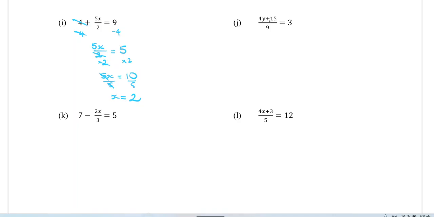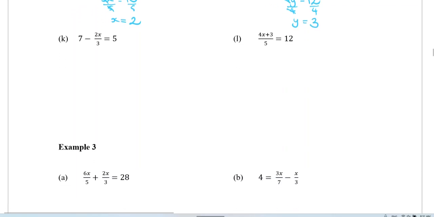For j, we have one big fraction, which means the 9 is going to need to go first. We times by 9. That gives 4y plus 15 equals 27. Then we're going to get rid of the 15 by minusing 15. That's 4y equals 12. Then, last of all, the 4, we divide by 4, and we get y equals 3.